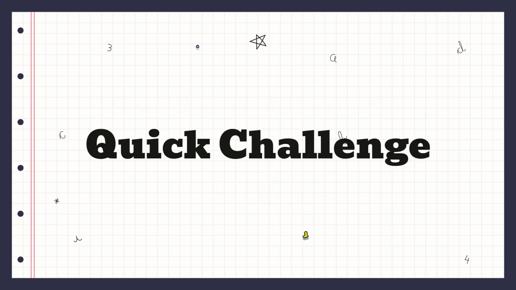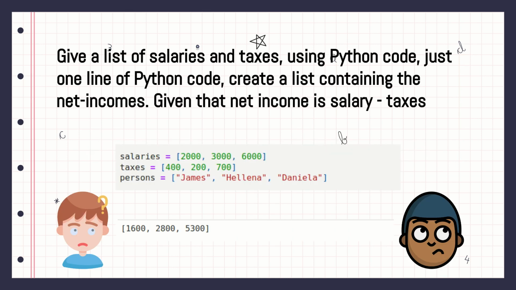Just before we jump into parallel iterations, a quick challenge for you to test your knowledge in Python before we even begin talking about what parallel iteration is. From there, you'll be able to see a use case for parallel iteration. So I have this simple question right here. Given a list of salaries and taxes, using just one line of Python code, create a list containing the net income, given that the net income is the salary minus the taxes. At the bottom here, you can see I have some Python code.